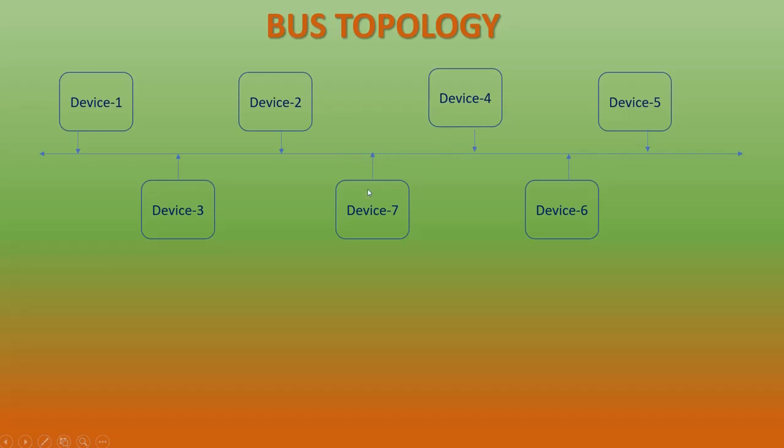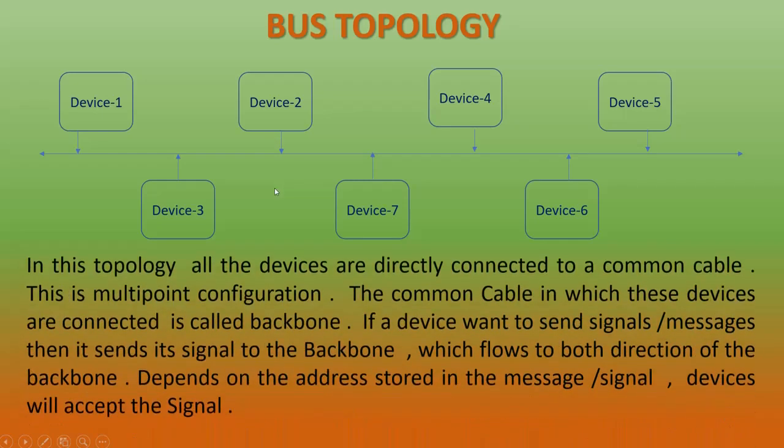When it reaches the next device, it will check whether the message contains its address. It is not that one. So again it is transmitted. This is the way it is transmitted, reaching the destination. So that is all about your bus topology.